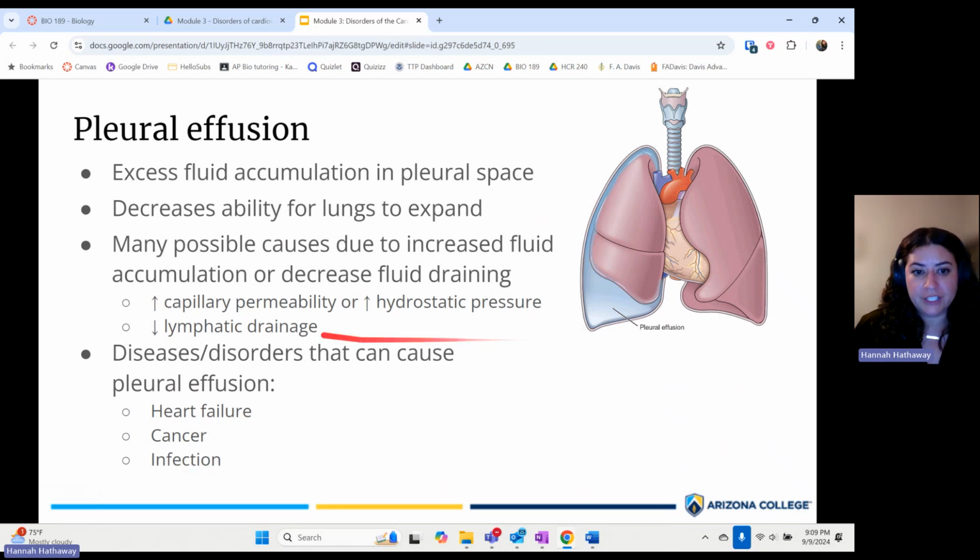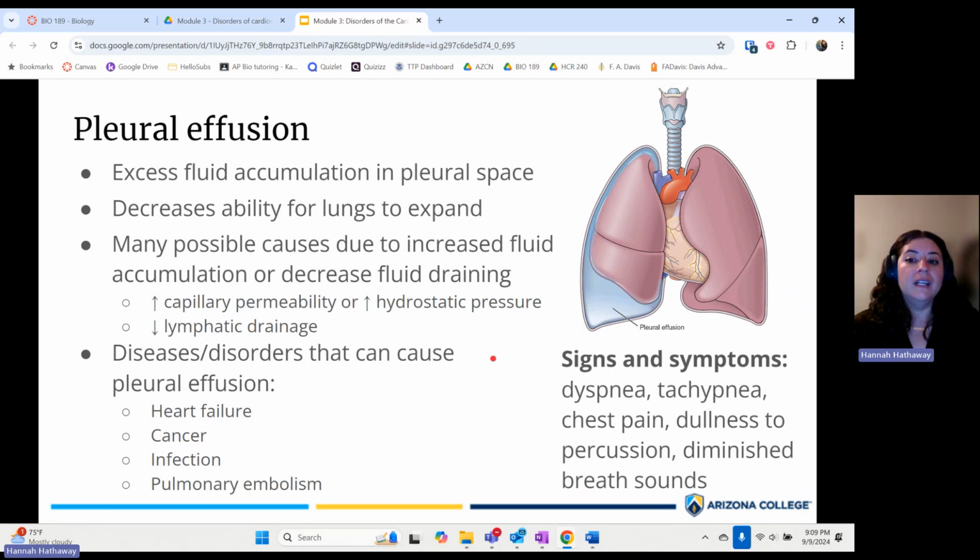Infection also, because infection is going to increase capillary permeability, because infection can cause inflammation. Inflammation causes increased permeability because it's trying to get the blood cells to wherever that problem is. And then a pulmonary embolism as well, because it is essentially increasing the pressure in the lungs and also causing damage. So it's a 1-2 punch for this first one.